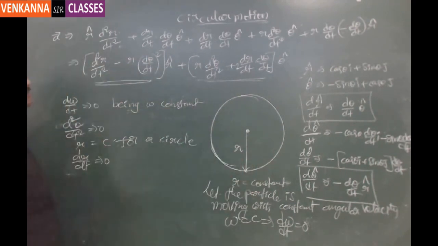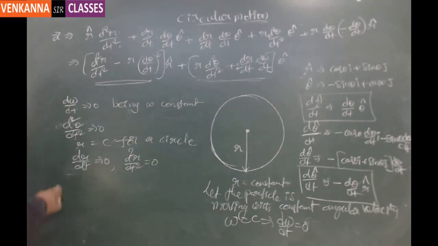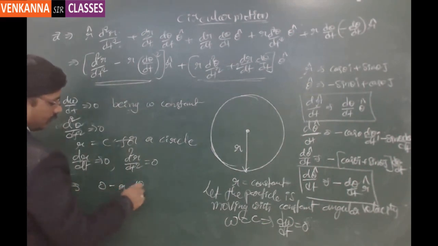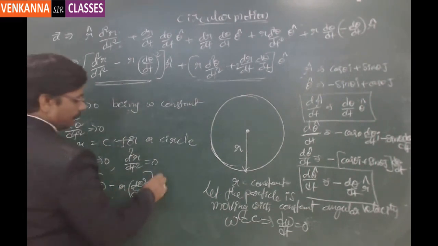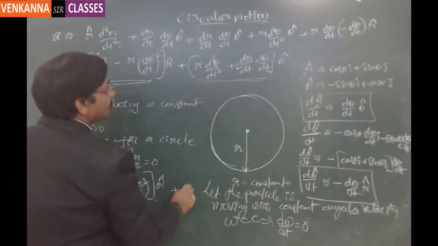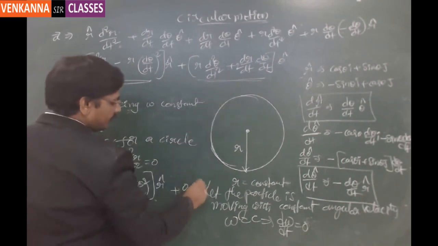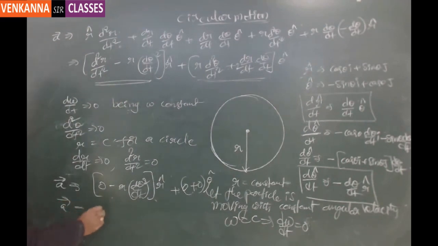Now if you replace these values here, d square r by dt square will automatically be 0, because dr by dt is 0. If you replace those values, the acceleration is going to be 0 minus r (d theta by dt) whole square r cap, plus, since angular acceleration is 0 and dr by dt is again 0, theta cap term vanishes. That means A is coming out to be minus r omega square.